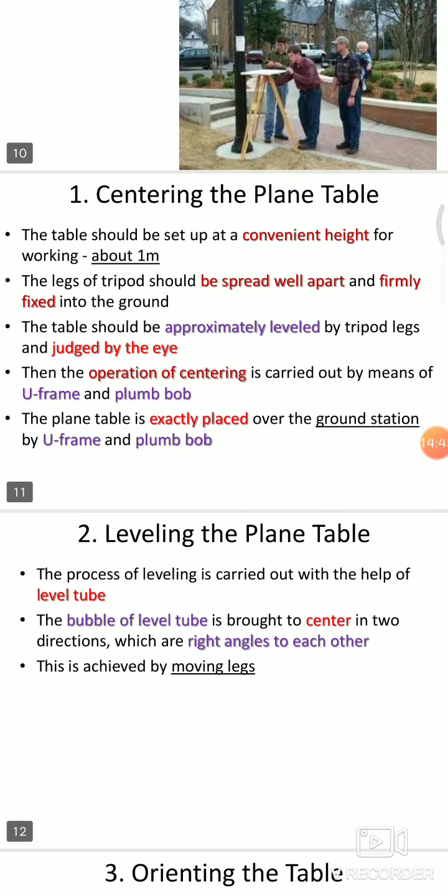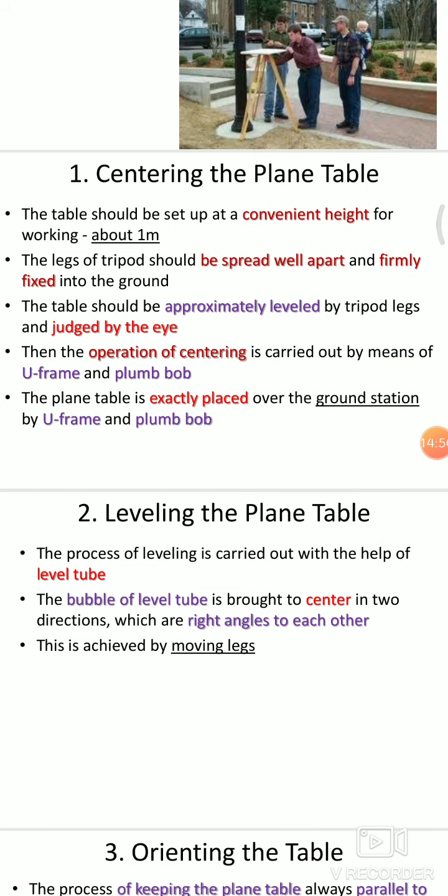Next, the legs of the tripod should be spread well apart and firmly fixed into the ground. The three legs of the tripod stand are spread well apart, meaning the distances between the three legs are nearly equal, and after spreading, the legs are fixed into the ground. Next step, the table should be approximately level by the tripod legs and judged by the eye. With the help of eye judgment, the plane table should be made approximately level with the help of the tripod legs.